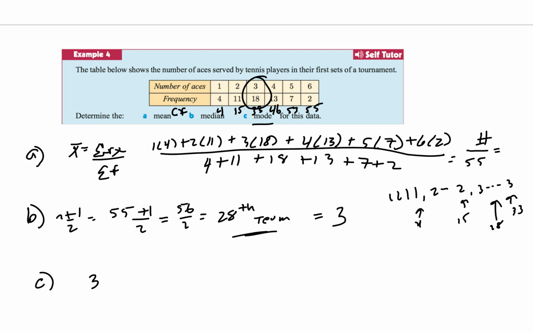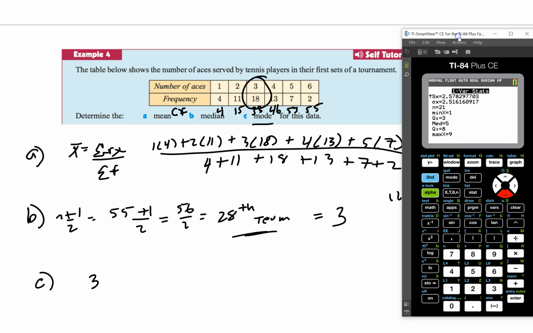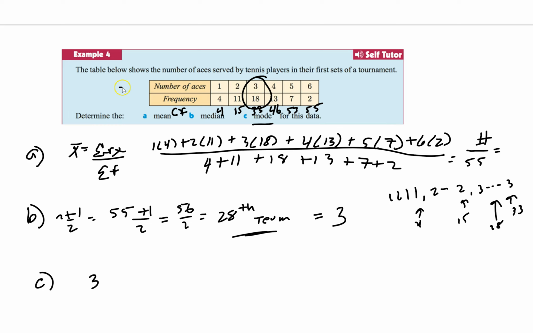Now let's do this with the calculator. So I'm bringing my handy dandy calculator over here. Let me clear off what we did earlier. So I want to type that all in there. I'm going to use this as L1, and L2.